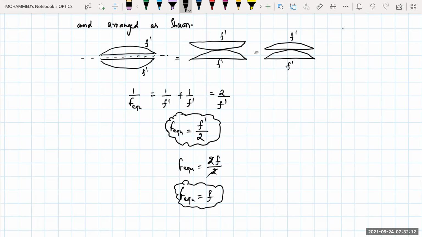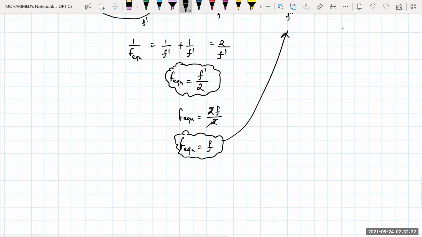Even in the second case also the same. So this one is also the same because they are kept in contact. So even for this one, the answer will be the same. There is nothing but equal to your F, because they are kept one above the other. Whether you keep in the first case or in the second case, the answer will be one and the same. Okay?